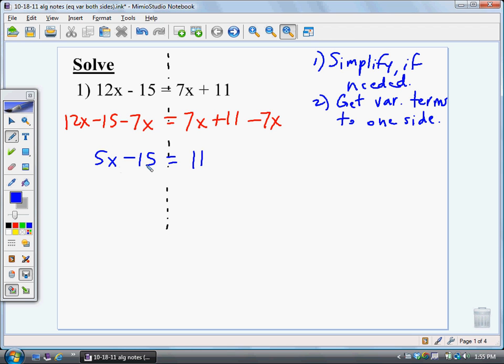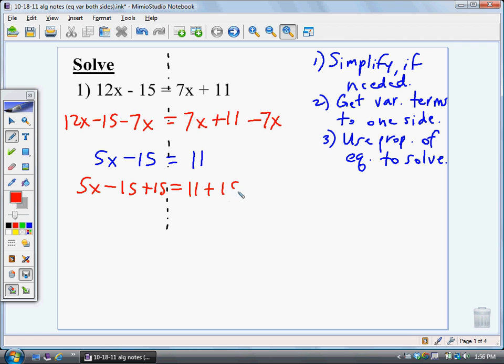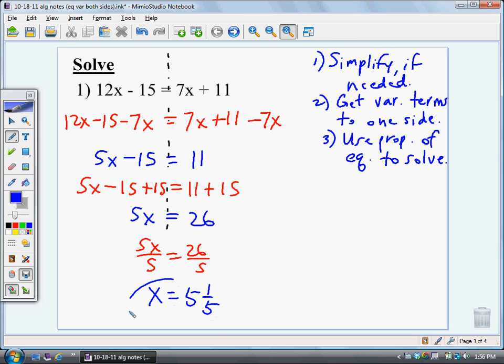Okay, at this point, you're ready to just continue solving the equation. You can use properties of equality to solve. So once you're there, it's just generally going to be just a two-step equation at most. So in this case, we would just add 15 to both sides. That's going to leave you with 5x is equal to 26, and then divide by 5 on both sides, and then your answer would be 5 1/5, or 5.2. At this point, make sure you check it.